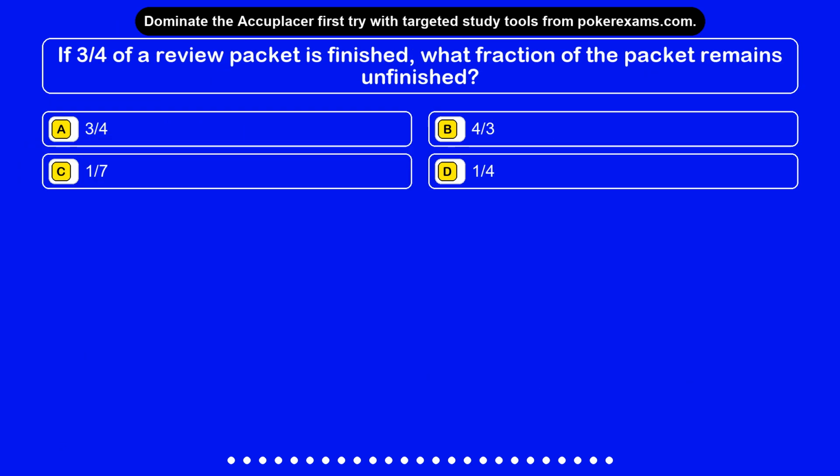Question 2. If 3/4 of a review packet is finished, what fraction of the packet remains unfinished? Option A, 3/4. Option B, 4/3. Option C, 1/7. Option D, 1/4.